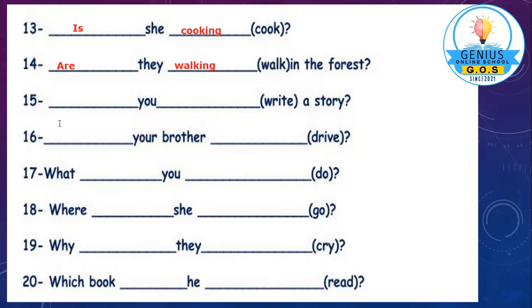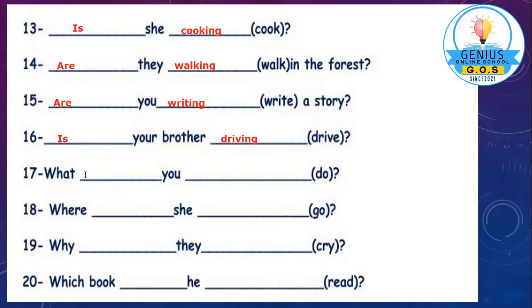Sarah, number 15. Are you writing a story? Excellent. Are here and writing, the gerund. Asya, number 16. Is your brother driving? Excellent. Is here and driving.